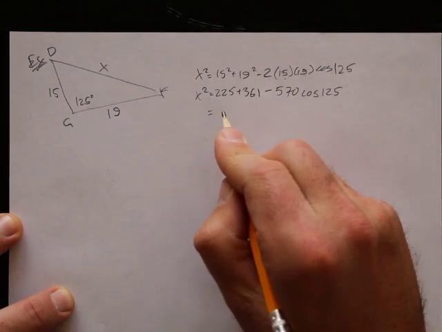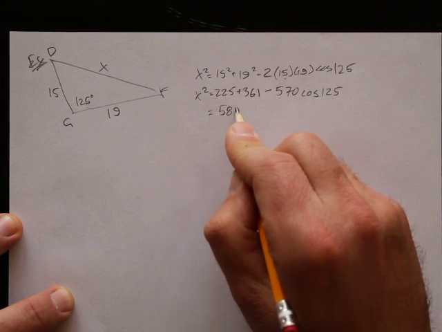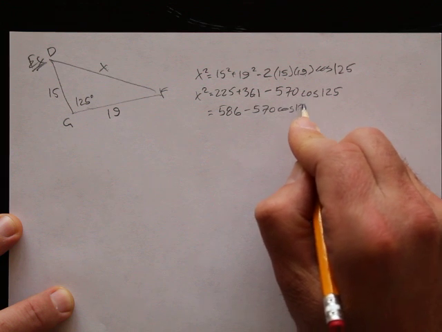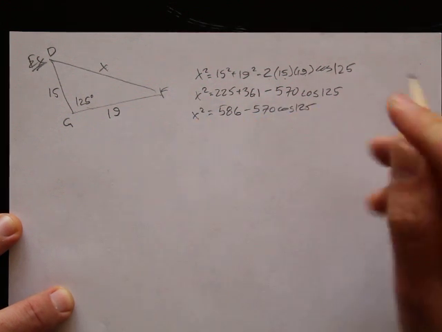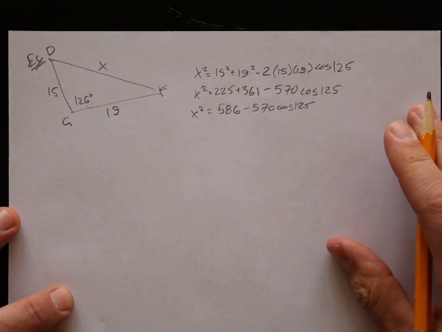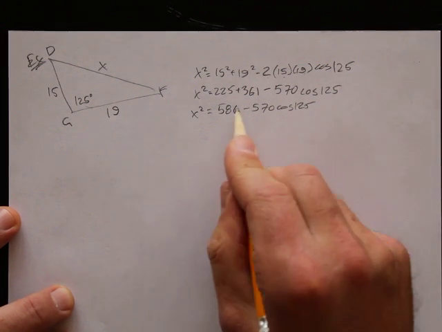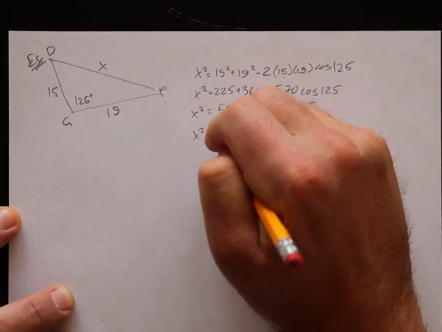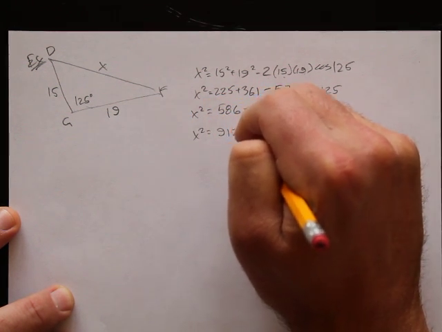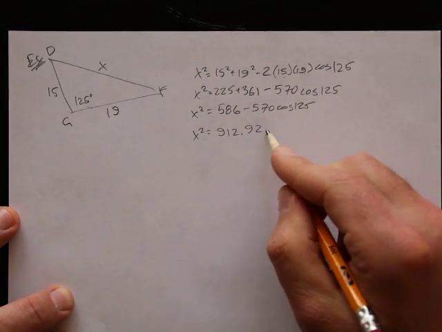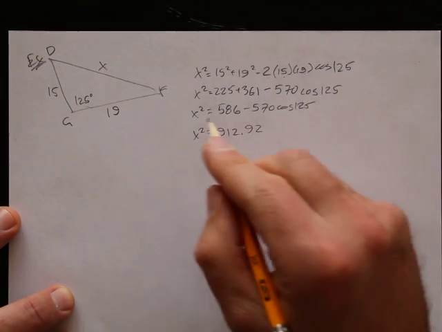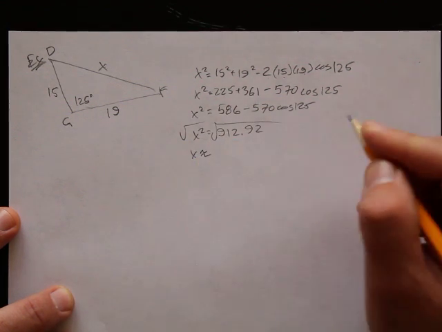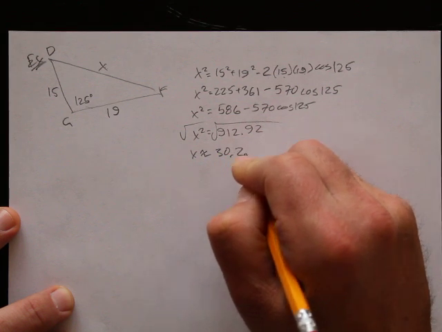225 and 361 is 586 minus 570 cosine of 125. All of that is equal to x squared. Now when I plug all of this stuff in my calculator here, I get x squared equals 912.92. I rounded that a little smaller than usual last time. Take the square root of both sides, and x is approximately 30.2.